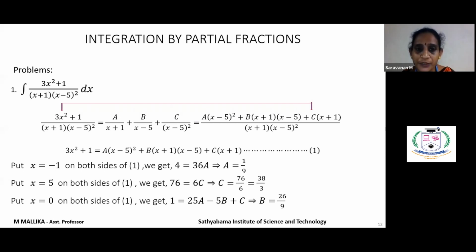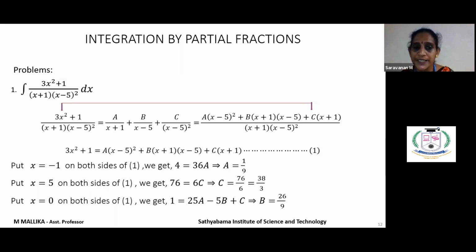How will you give those specified values? You have to look for the linear factors that appear in the denominator. What are they? One is x plus 1, another one is x minus 5. Since there are two linear factors in the denominator, you can substitute x as minus 1 and x as plus 5. When you substitute x as minus 1, you'll get one value ready-made, and when you put x as plus 5, you'll get the next value quickly. By putting x equal to minus 1 in the previous equation, you directly get the value of A using the equation 4 equals 36A, or A equals 1 by 9.